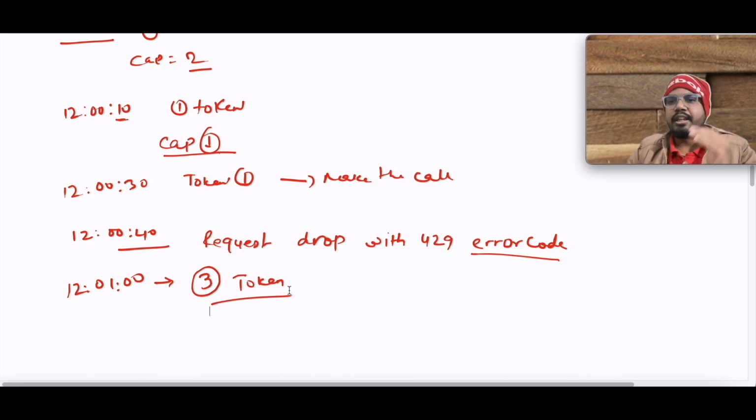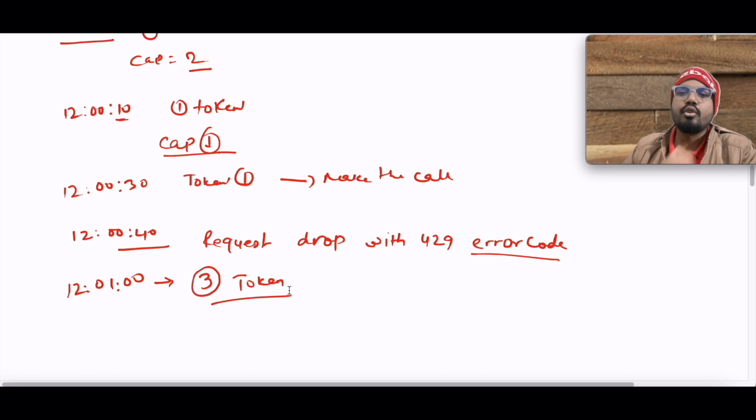Suppose initially it is 3, then after the first token is taken, it will be 2. The next request takes a token, so now it will be 1. The third request will come, take the token and go through to the server. In the same minute, the fourth and fifth requests will come. There is no token available in the bucket, so those requests will be dropped. So if you are going to design the token bucket algorithm, it has 2 parameters.